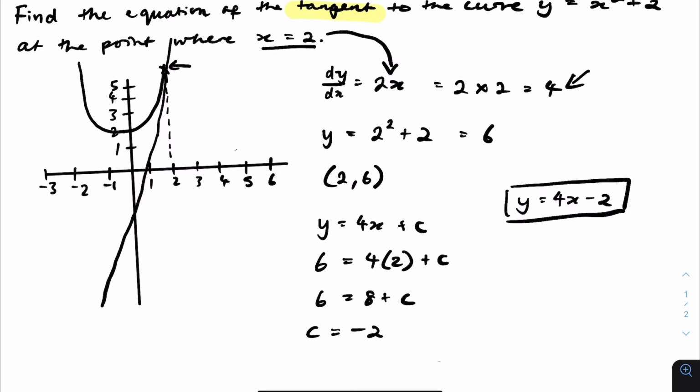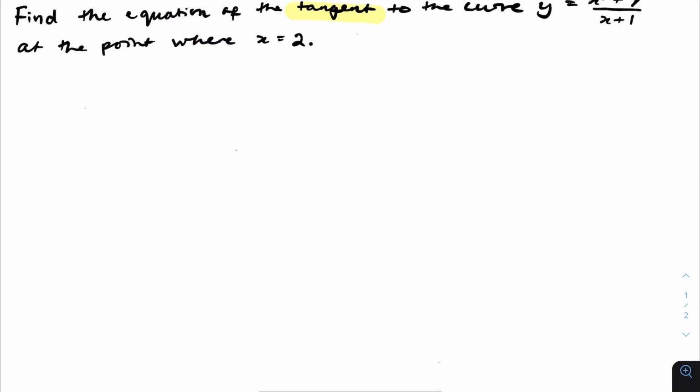And that's essentially how we find the tangent. We just differentiate the function, then we find the point of contact, and then we can substitute the values of x and y into our tangent function and find the value of the y-intercept. And that's our answer. Okay, let's look at another problem now.